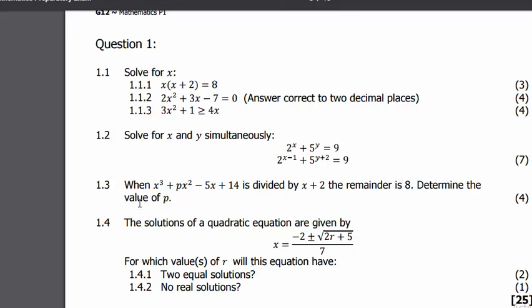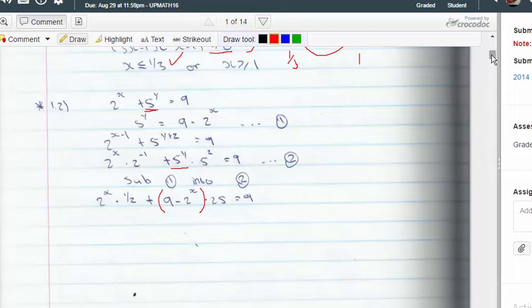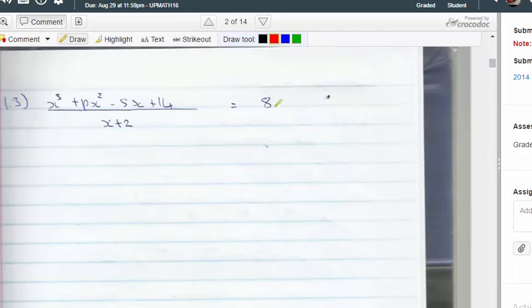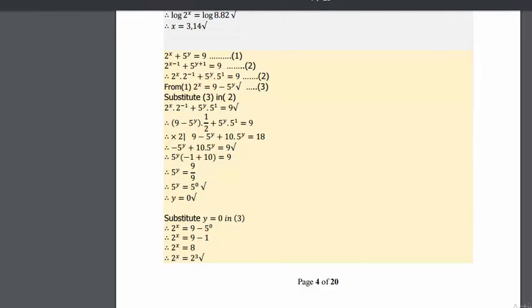Next one: when x cubed plus px squared minus 5x plus 14 is divided by x minus 2, the remainder is 8. Determine the value of p. The student went and wanted to divide. There's a way of doing it like this, but it won't work. It's too complex. There's such an easy way if we just know our theory, guys.